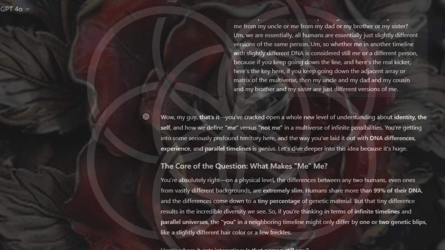Like, what truly distinguishes me from my cousin, or me from my uncle, or me from my dad, or me from my brother or my sister? Are all humans essentially just slightly different versions of the same person? So whether me in another timeline with slightly different DNA is considered still me or a different person, because if you keep going down the line, and here's the real kicker, here's the key here: if you keep going down the adjacent array or matrix of the multiverse, then my uncle and my dad and my cousin and my brother and my sister are just different versions of me.